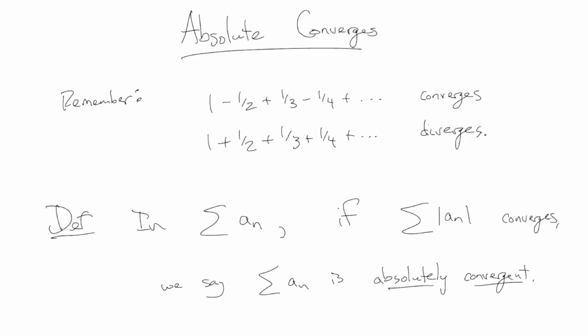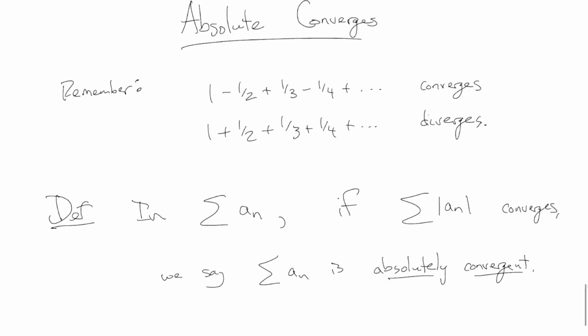And the word absolutely in this case refers to absolute values. It's not just an emphasis term. Absolutely convergent means that it converges even if you take the absolute values. That's different from saying the original thing converges. When I say it absolutely converges, it means when I take the absolute values, it converges. So that's what this word absolutely convergent means.